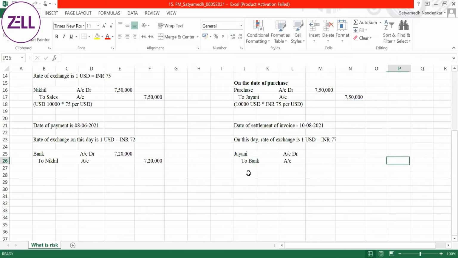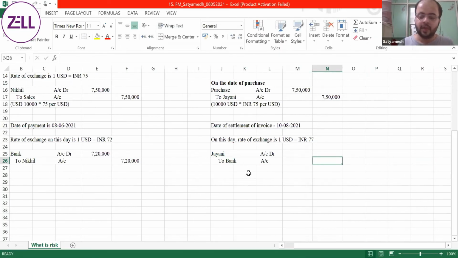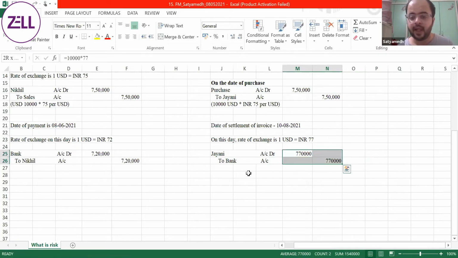जिस दिन मेरा कैश आउटफ्लो हो रहा है, on that particular day, rate of exchange is not 75 anymore, it is 77. And because it is 77, मैंने liability record किया 7,50,000 पे, but मेरा जब actual settlement हुआ, that settlement happened at 7,70,000, which means I had to pay an amount which is 20,000 more than the amount of liability which I had booked. As an importer, this is foreign exchange risk for me.